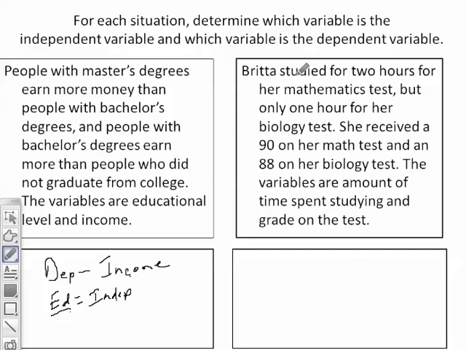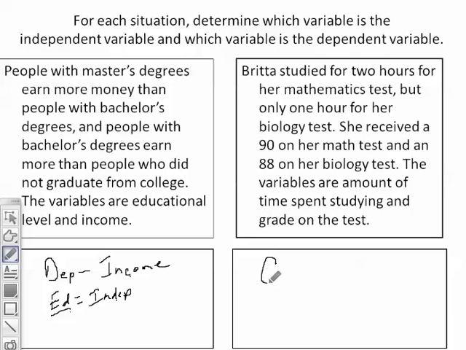Okay? Let's look at this other one. Bretta studied for 2 hours for her mathematics test, but only 1 hour for her biology test. She received a 90 on her math test and an 88 on her biology test. The variables are amount of time spent studying and grade on the test. So, does the amount of time you spend studying depend upon the grade you make? Or does the grade you make depend upon the amount of time you spent studying? I think everyone's going to agree the grade depends upon the time you spend studying.